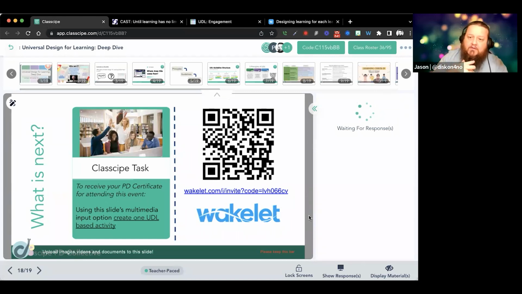So maybe one of your checkpoints had to do with language and symbols and being able to switch between modes or something of that nature, or the one I mentioned before, the various modes of communication. We'd like for you to create that task and attach it to this slide. Okay.